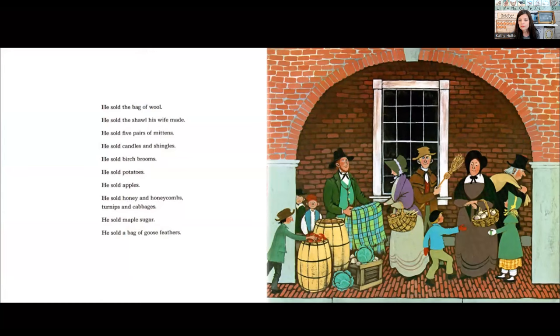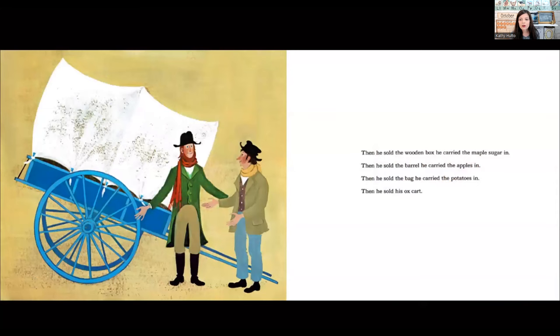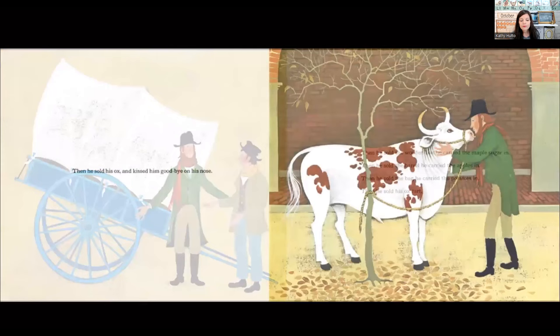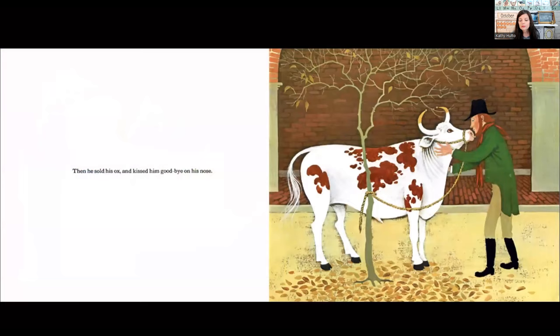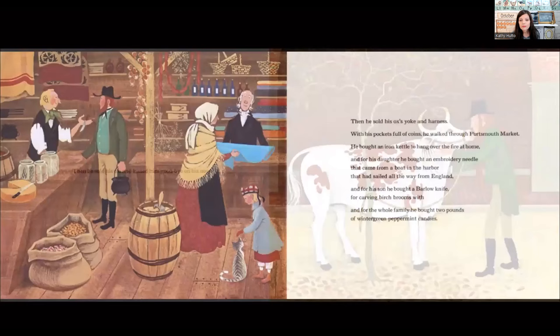Then he sold the wooden box he carried the maple sugar in. Then he sold the barrel he carried the apples in. Then he sold the bag he carried the potatoes in. Then he sold his ox cart. Then he sold his ox and kissed him goodbye on the nose. Then he sold his ox's yoke and harness.